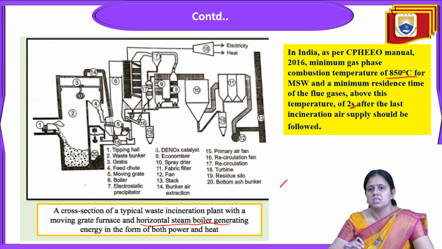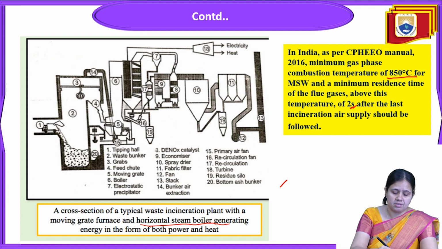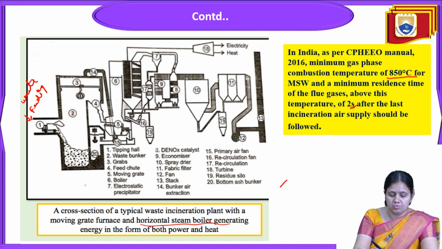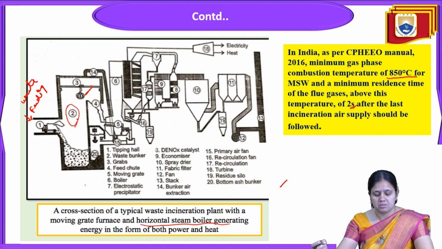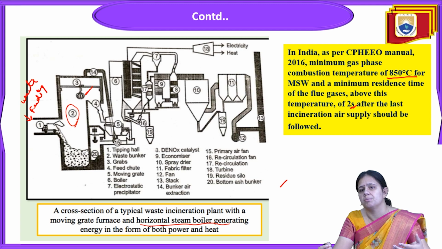You can see the components given by numbers. Number 1 is the tipping hall, which is used for waste feeding. Number 2 is the waste bunker, where waste will be collected. Number 3 is grabs. Number 4 is the feeding chute. Number 5 is the moving grate incinerator, where you can see the moving grate.